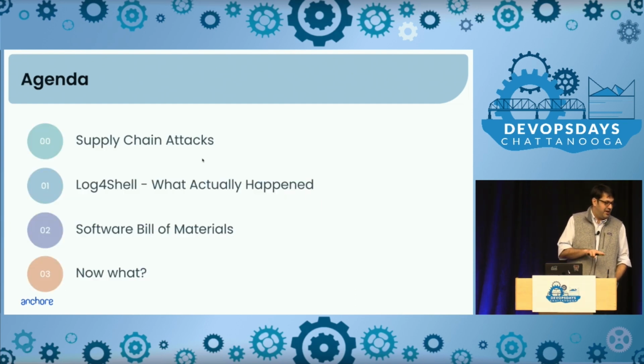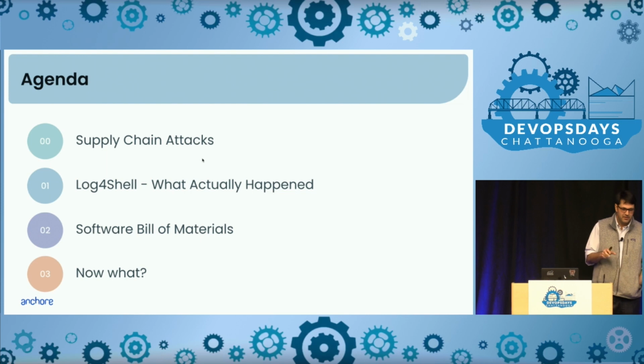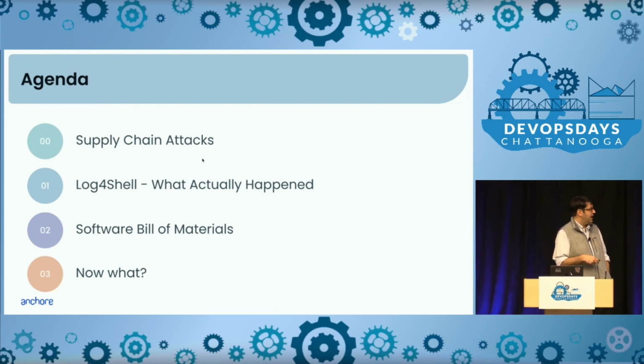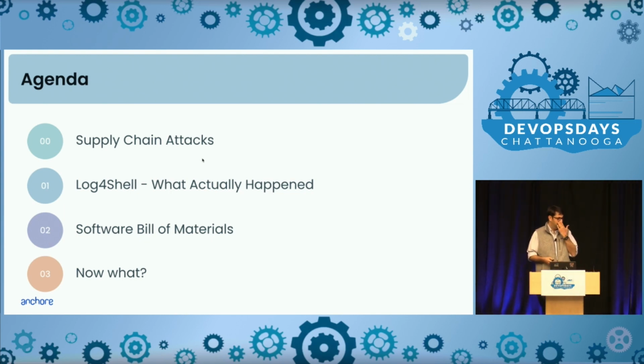What we're going to talk about today are supply chain attacks in the general sense. We'll talk about Log4Shell in particular, just kind of do a real brief look back at it, not anything too in-depth. We'll look at the concept of the software bill of materials, and then we'll kind of tie those together and see how a software bill of materials can help you the next time we have a zero-day attack like Log4Shell.